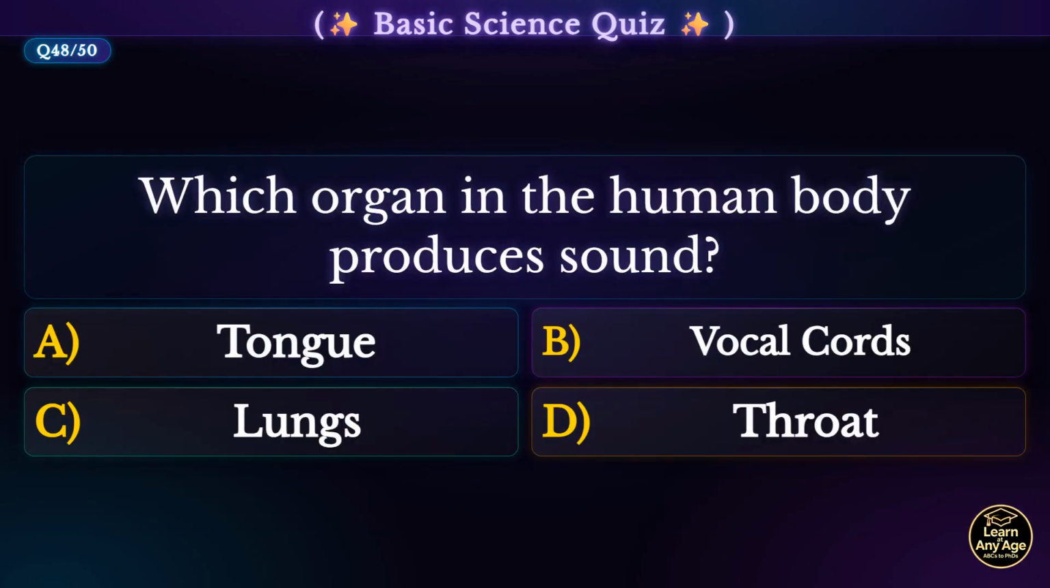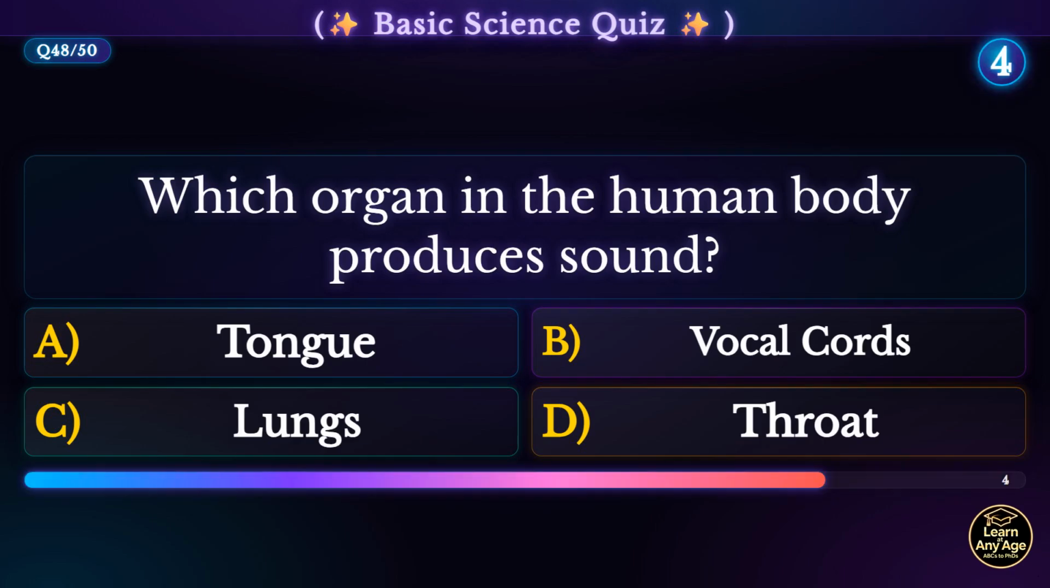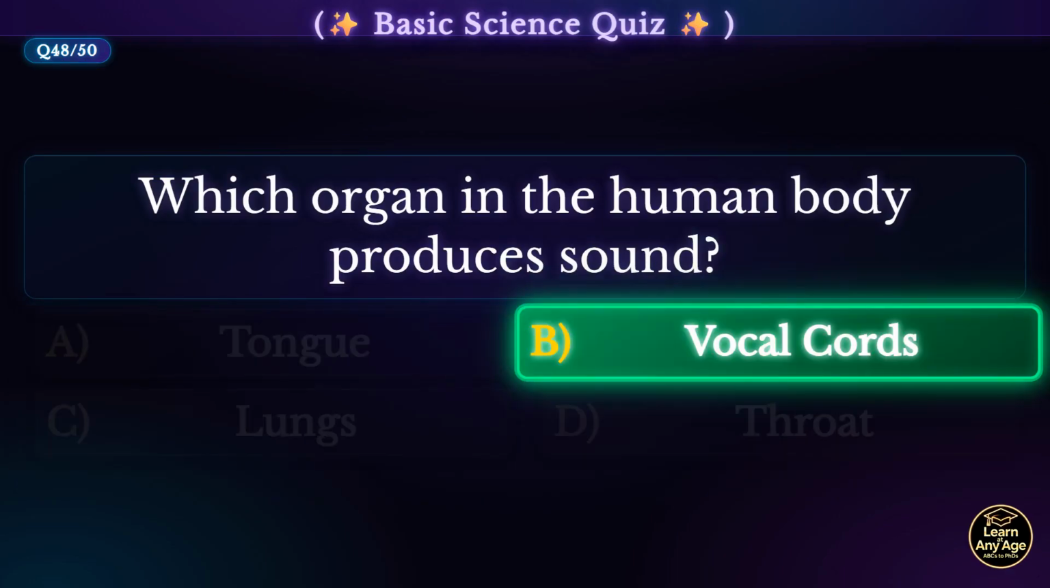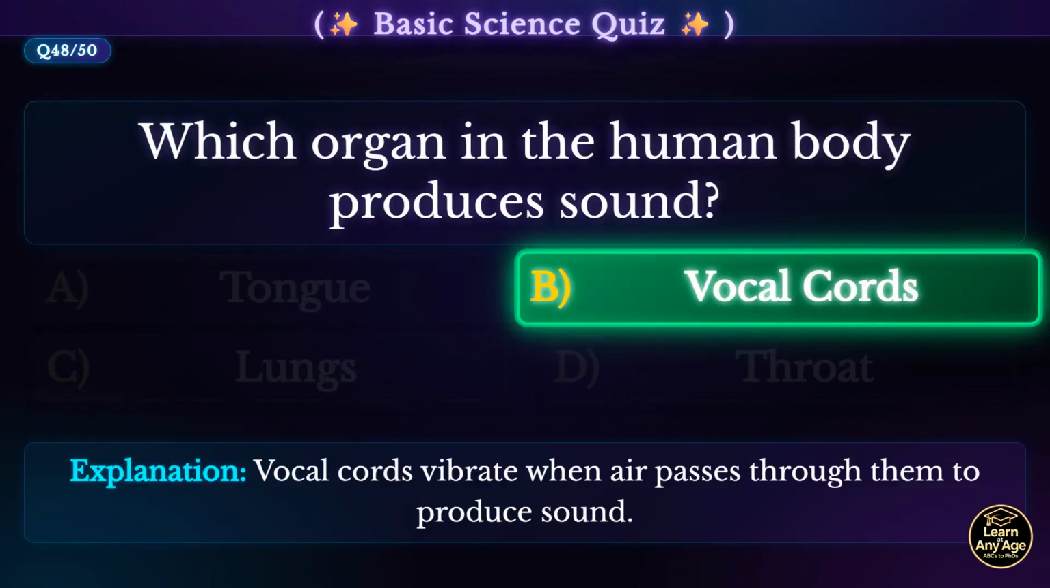Which organ in the human body produces sound? Tongue, vocal cords, lungs, throat. Vocal cords. Vocal cords vibrate when air passes through them to produce sound.